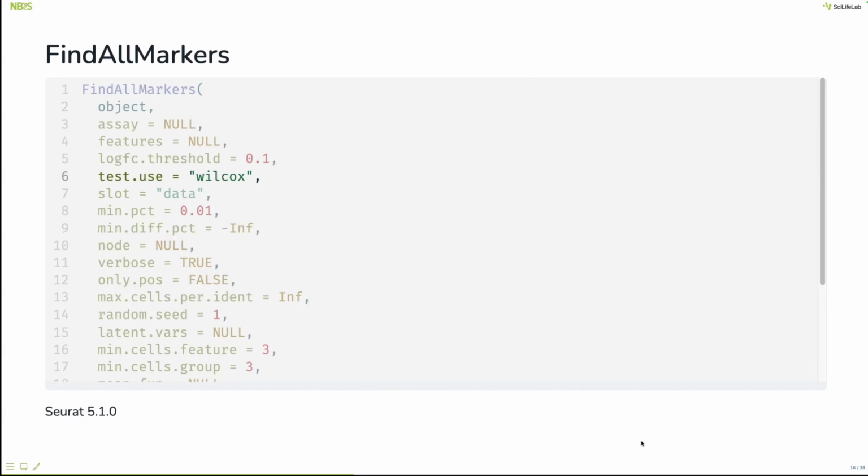The next step is to choose your test. In Seurat, the Wilcoxon rank sum test is the default. In the other two toolkits that we have, the t-test is the default.